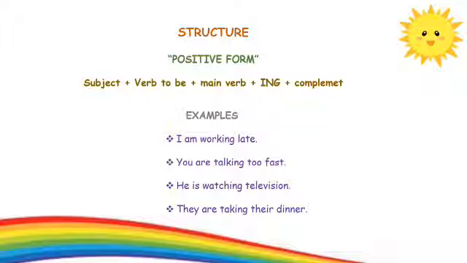Okay, as you can see in the first example, I is the subject. The verb to be is I am. I is the subject, I'm is the verb to be. The main verb is work, but in this case we have added the ing form and we say working. And the complement is late.